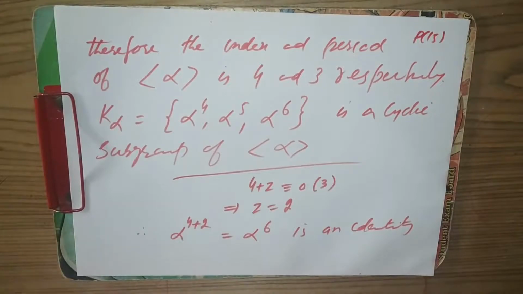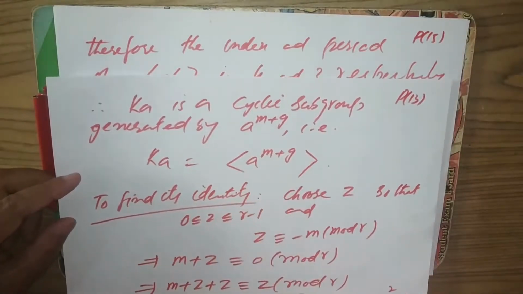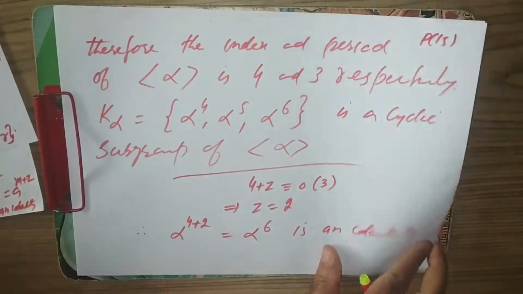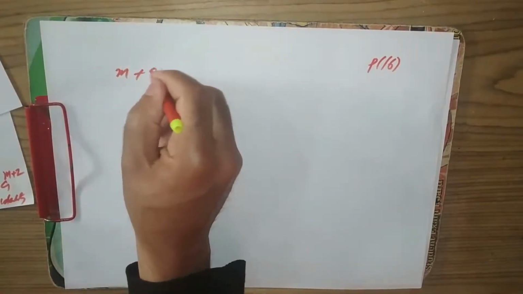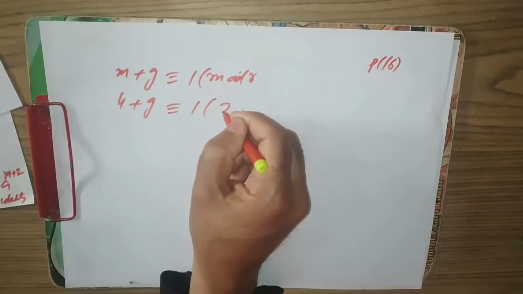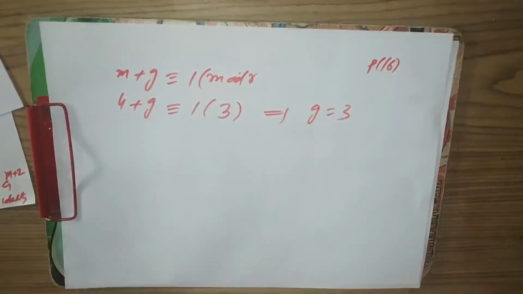Next, we try to find its generator. What's the generator of this? Here the generator is a power m plus g. What's g? G is an integer such that m plus g is congruent to 1 mod r. M is here 4, and r is 3. So 4 plus g is congruent to 1 mod 3. G must be equal to 3, because for g equal to 3, 4 plus 3 is 7, and 7 is congruent to 1 mod 3. So g must be equal to 3.